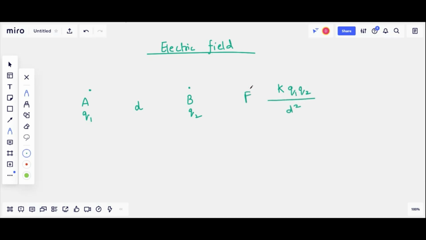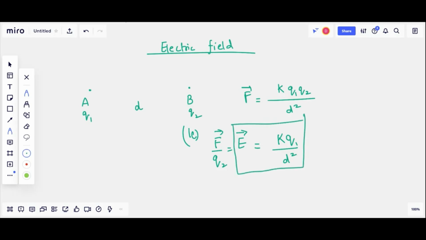We already talked about this. But what if we want to find the electric field at B? So what we do is we just replace Q2 by a test charge, which is 1 Coulomb. Then the net electric field would definitely be KQ1 over D square, which is actually nothing but F over Q2. So the electric field due to a point charge is given by this formula, and the direction for the electric field depends on what the sign of Q1 is.